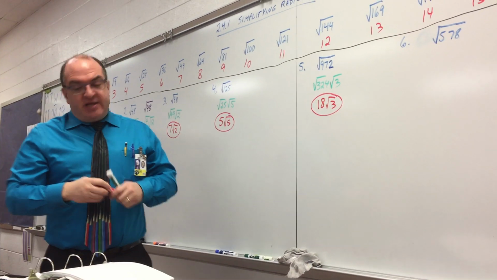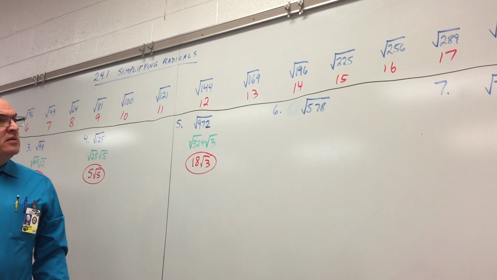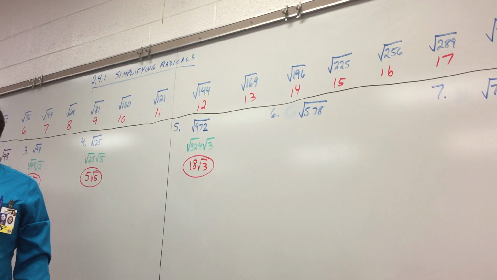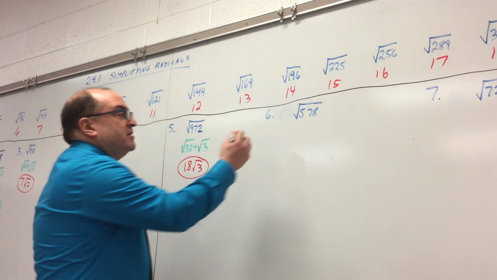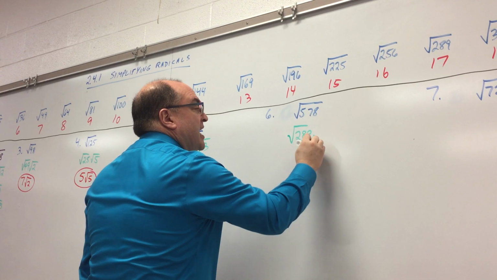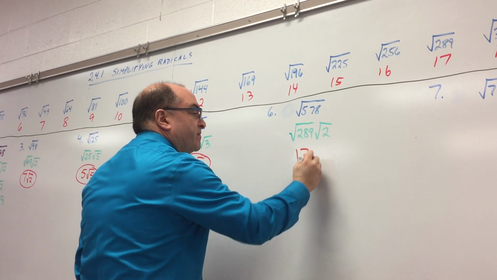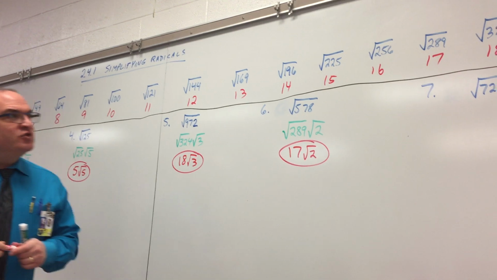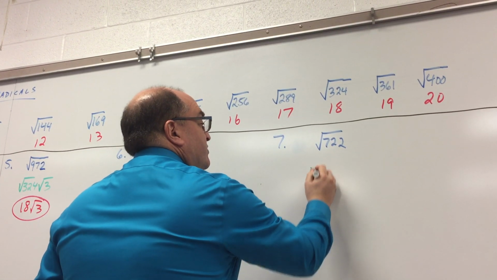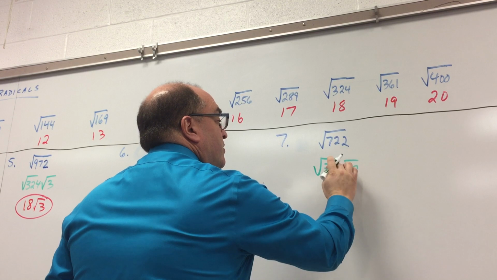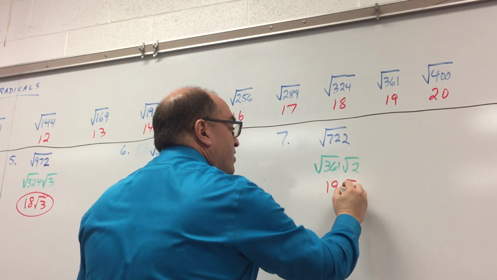How about 578? 289 times 2. 294 isn't a perfect square. It's 289. But I'm pretty sure you go lower than that. Like 225. 289 works, times 2. What's the square root of 289? 17. Next, 722. 361 times 2, right? Yep. 722 is square root of 361 times square root of 2. Square root of 361 is 19. Your answer is 19 square root of 2.